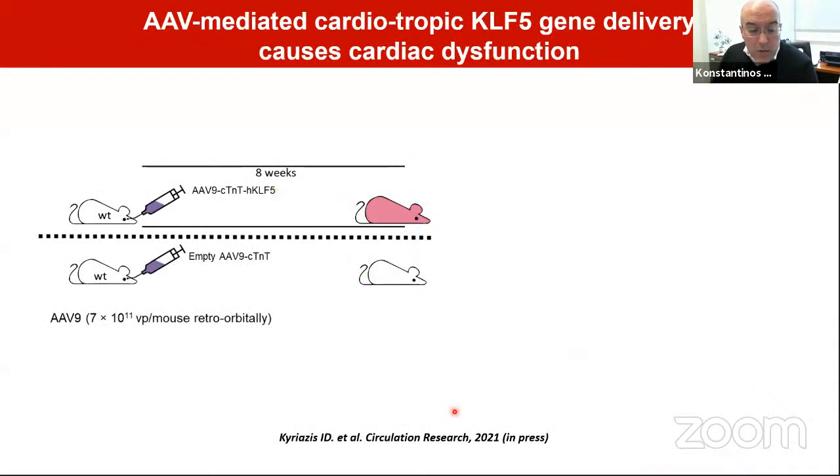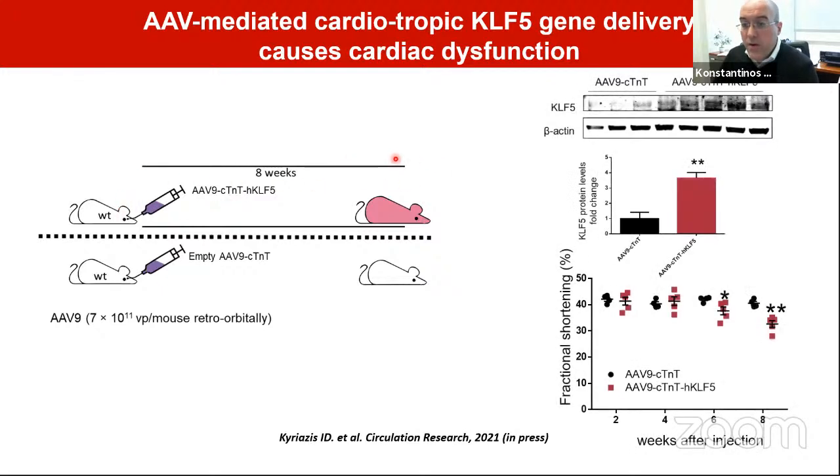And to confirm that KLF5 can induce cardiac dysfunction itself, we treated wild-type mice with an AAV virus that expresses human KLF5 under the control of a cardiomyocyte-specific promoter. So we injected the mice, we waited for 8 weeks, and then we measured cardiac function. And you can see here that in 8 weeks, we have a significant increase of KLF5 protein expression in the hearts. And those mice, without diabetes, develop cardiac dysfunction.